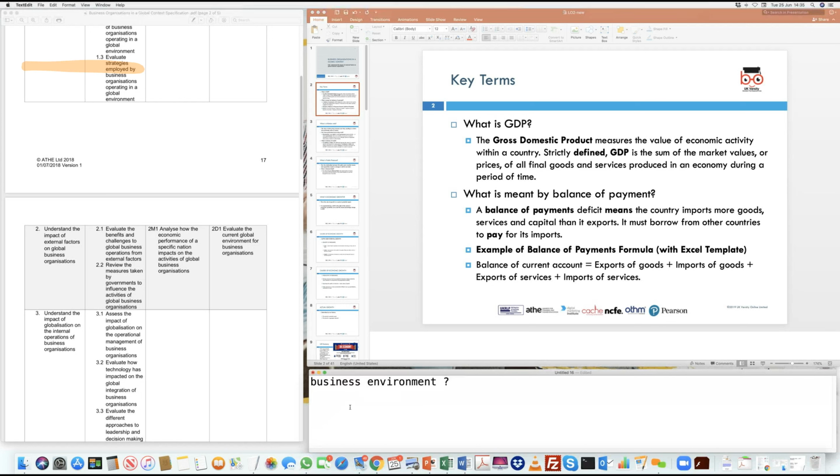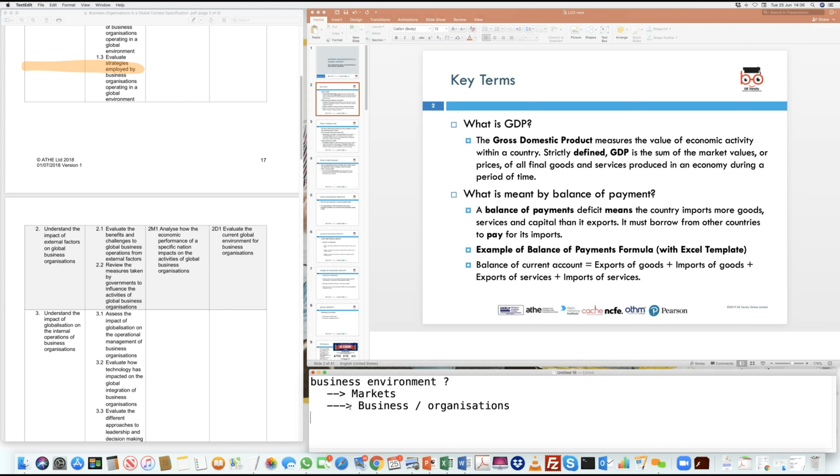Now, in business environment, we look at markets, and we also look at businesses or organizations. In the previous session, we covered how businesses and organizations can be affected by internal and external factors, so micro and macro. Internal is something which is within the control of the company; external factors are not within the control of the company.